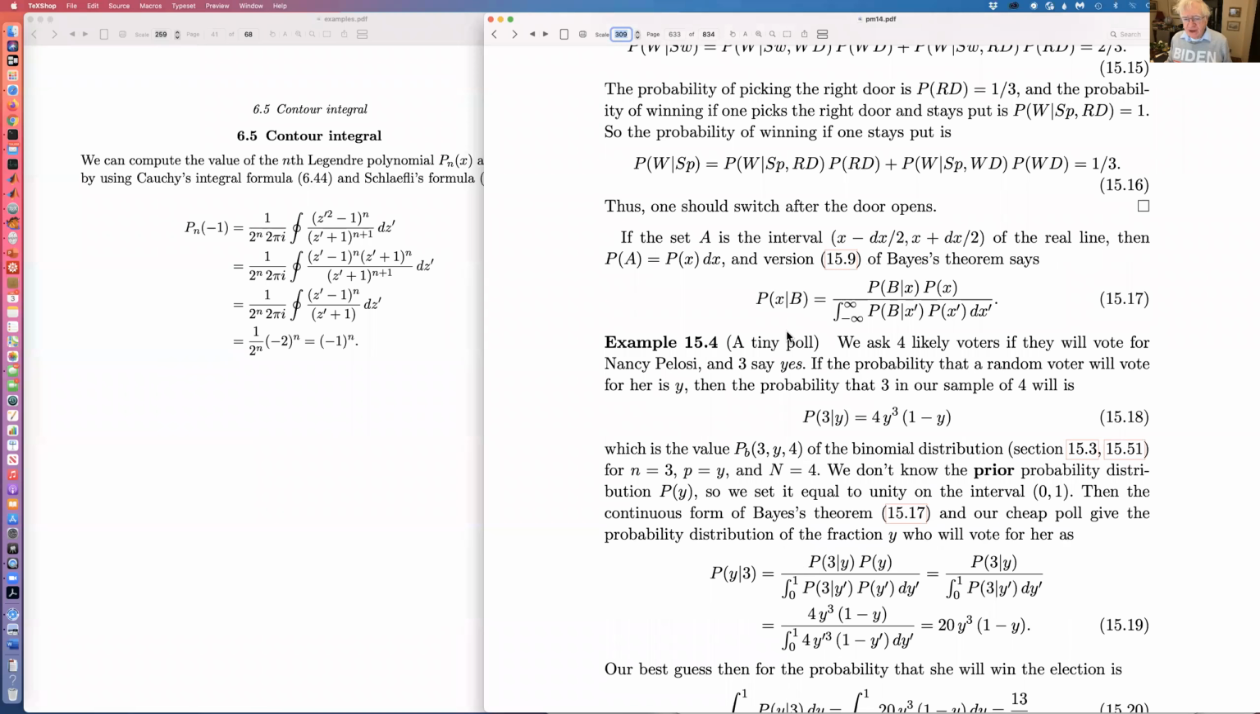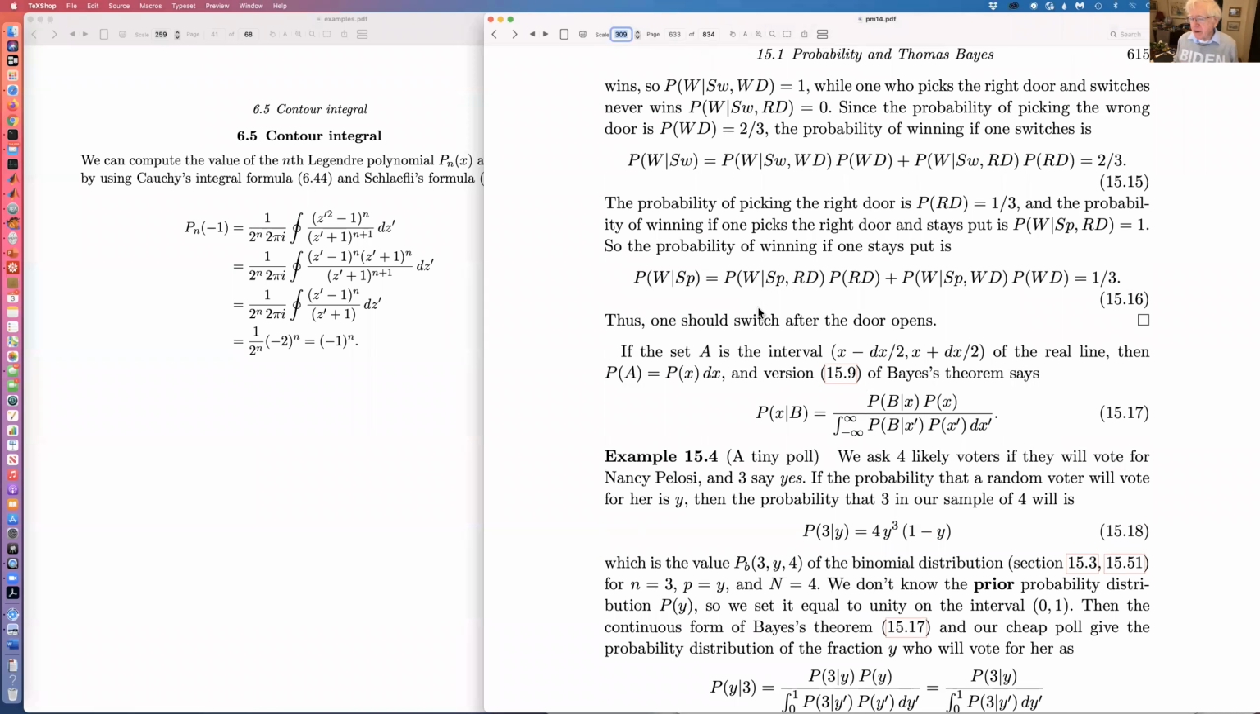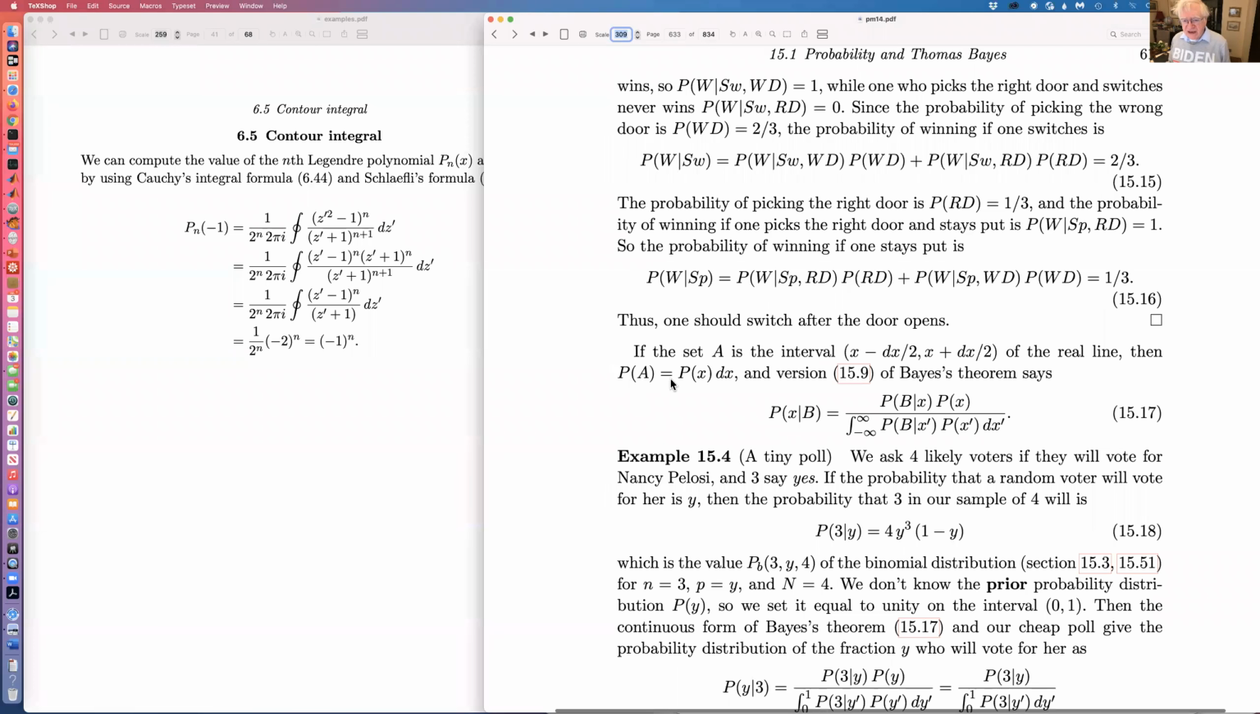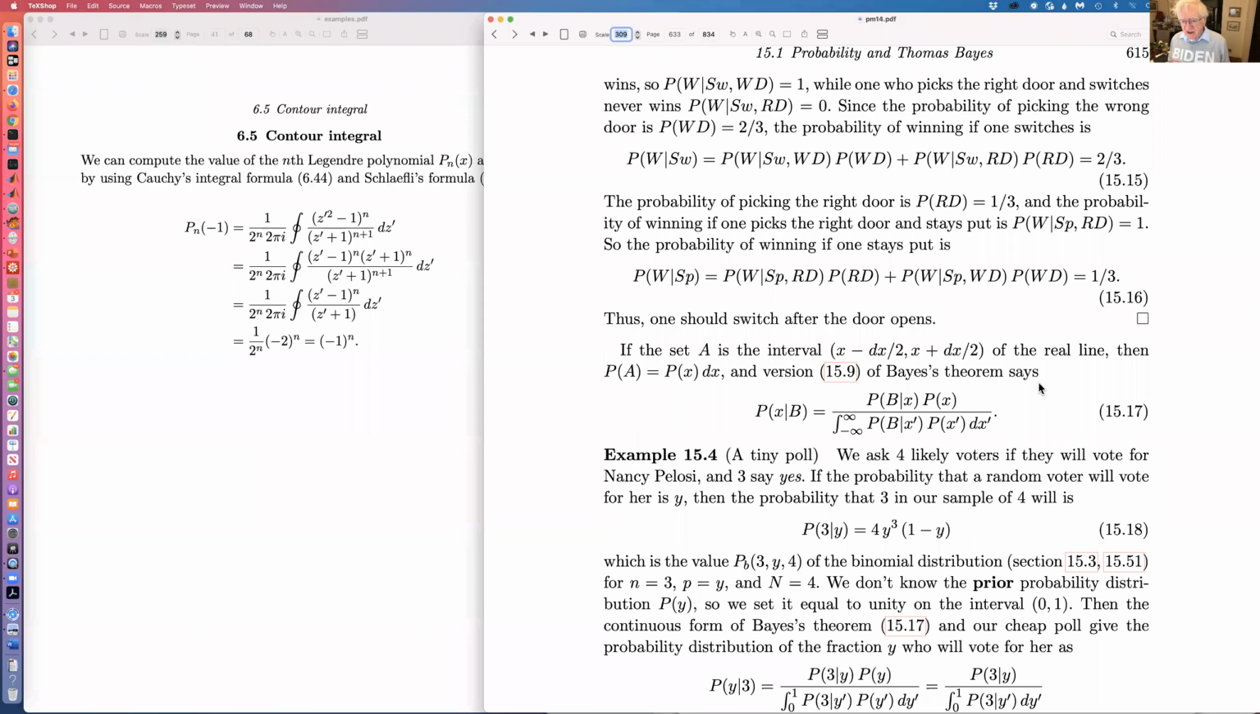Of course, I've been talking here about discrete events or discrete outcomes, like picking a door, switching or not switching, being infected or not infected, testing positive or not testing positive. Sometimes the set is an interval of real numbers. The set A might be the interval centered at x of width dx. And then the probability of A is P of x dx. And so you get an expression more like this.